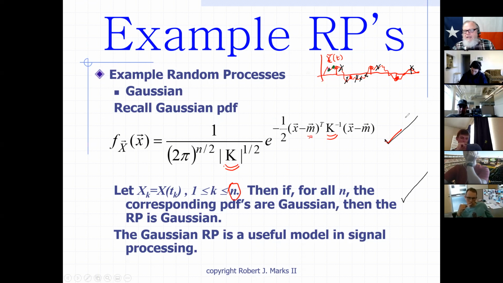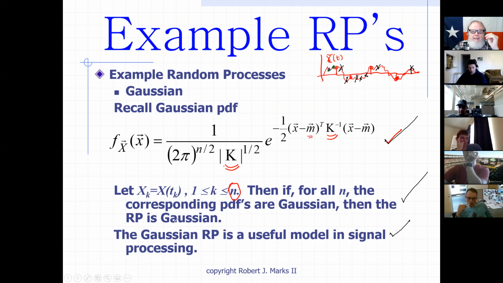We've already seen that the Gaussian is kind of our friend, right? You know, in the central limit theorem, everything goes towards a Gaussian. It has some wonderful, wonderful properties. And it turns out that this definition is useful in signal processing.